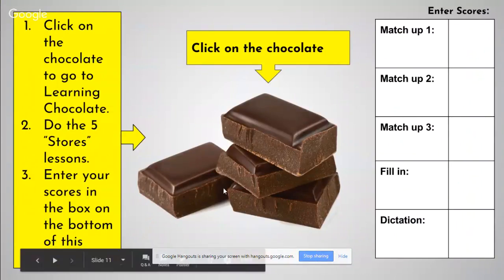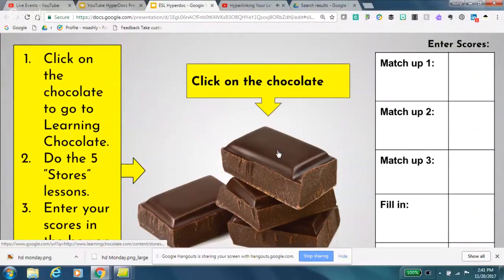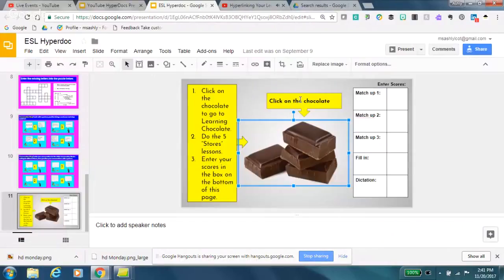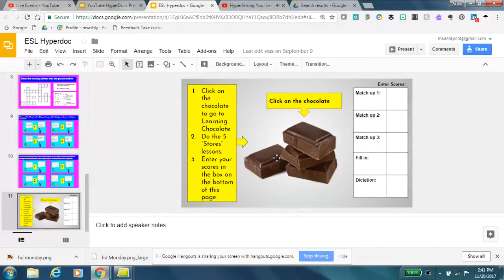And then here they go to Learning Chocolate, and I cannot get my things to work today. But they go to the website. Learning Chocolate is a pretty neat ESL website that lets them practice their writing and their speaking. So they would go to the website and do the five store lessons, and then they enter their scores on the side.